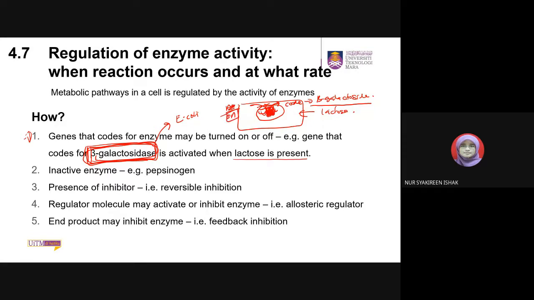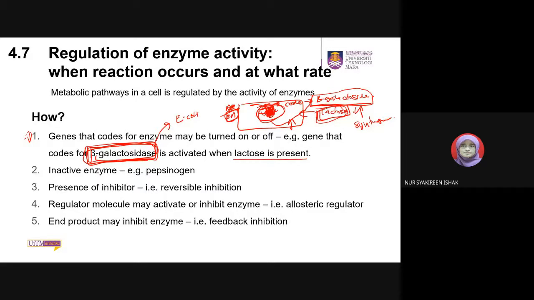Okay, turn on tu maksudnya kod tu boleh digunakan untuk menghasilkan enzim tu. Turn on, it can be turned on in the presence of lactose. Okay, so the medium that the bacteria is grown in has lactose. The presence of lactose will cause the gene to be turned on and the enzyme beta-galactosidase can be synthesized.